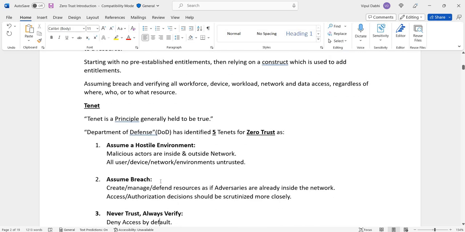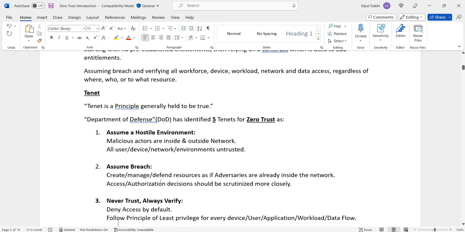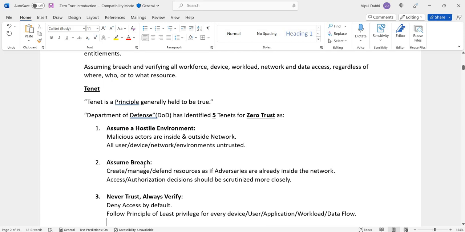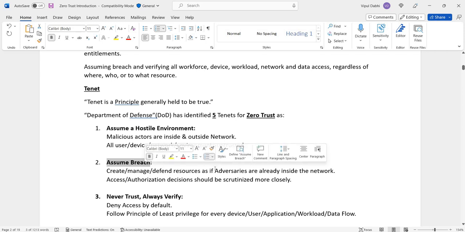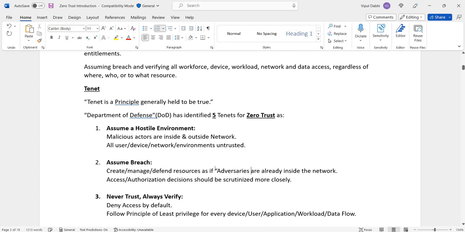Now this is a hypothetical condition, and if we ensure this format, then we are very proactive from the cyber security aspect within an environment. Then we need to ensure that we are assuming we are in a breach condition. Now, creating, managing, and defending resources as if adversaries are already inside the network. So we need to consider the scenario where adversaries have already breached our environment, they are already inside our network.